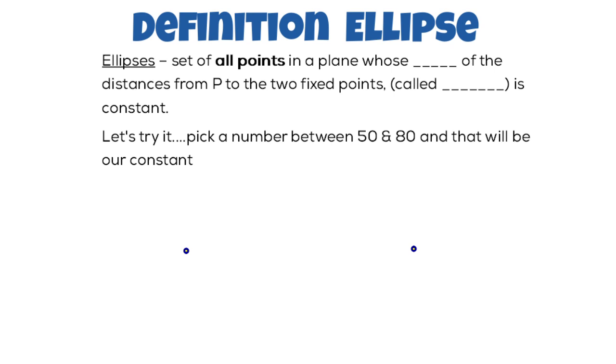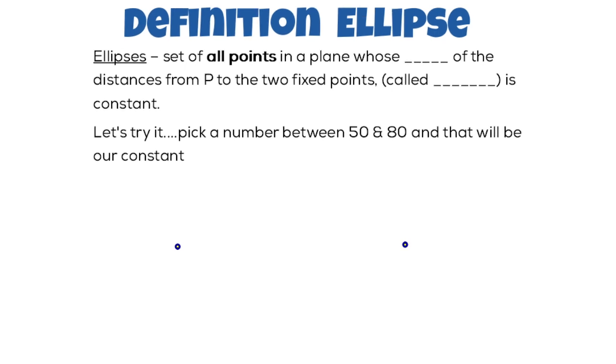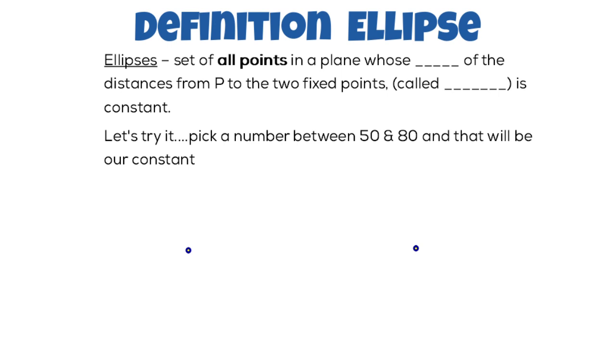All right, so by definition, an ellipse is a set of points in a plane whose, this is a little bit different than yesterday, whose sum of the distances from P to the two fixed points. Remember that yesterday the fixed point was called the focus, but there's two of them, and the plural of focus is foci. And that sum to the two foci is always constant.